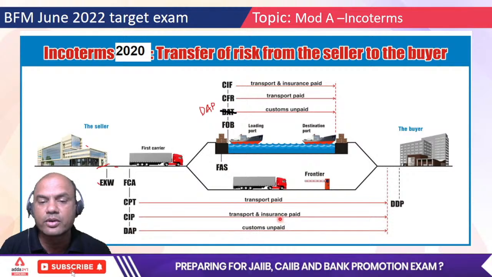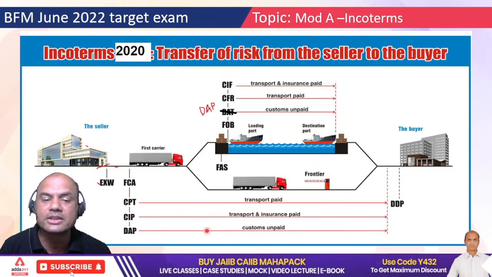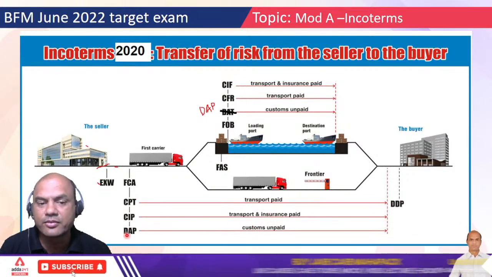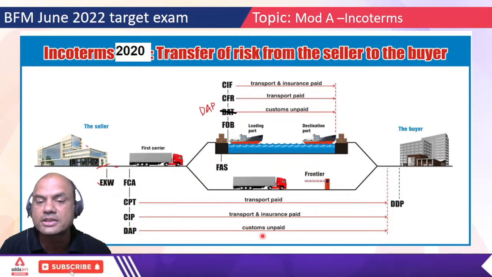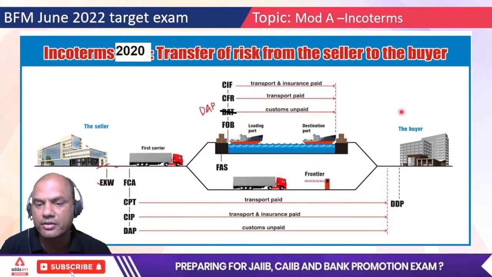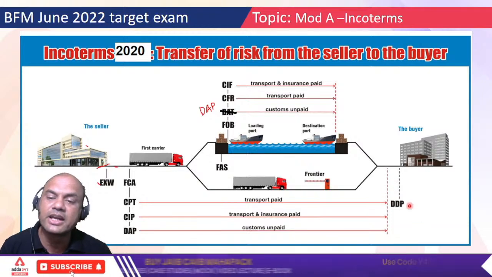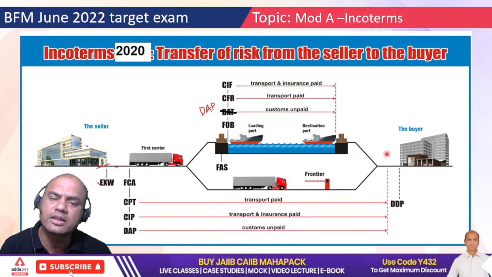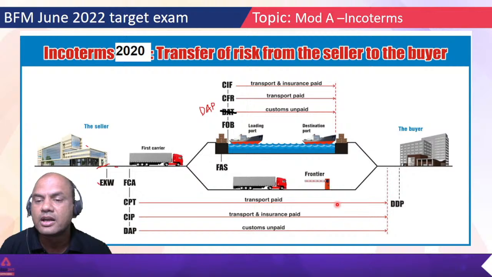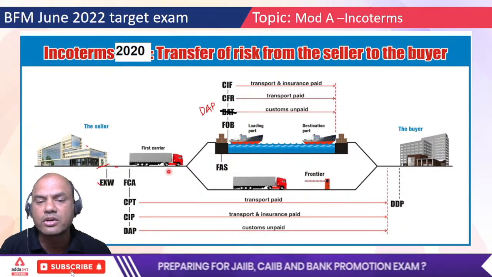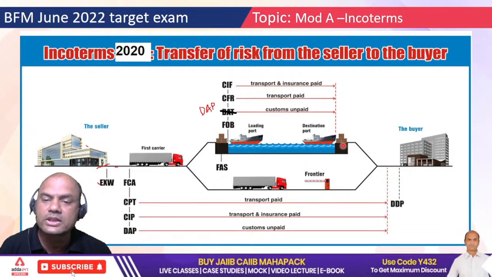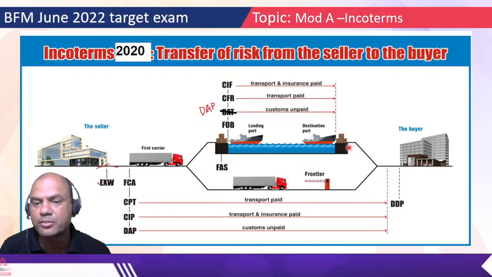Customs unpaid means delivery at place and customs unpaid. This customs is to be borne by the buyer. Okay, now next is DDP. DDP means everything is included by the seller only. Delivery duty paid, all this cost, the customs house payment over here. Two customs house payments would be required, one at the exporter's end, second at the importer's end.